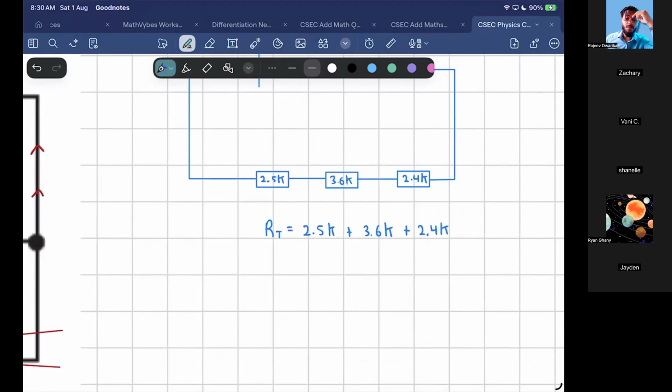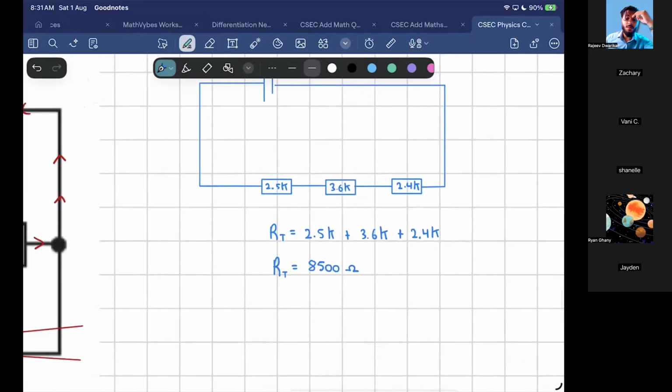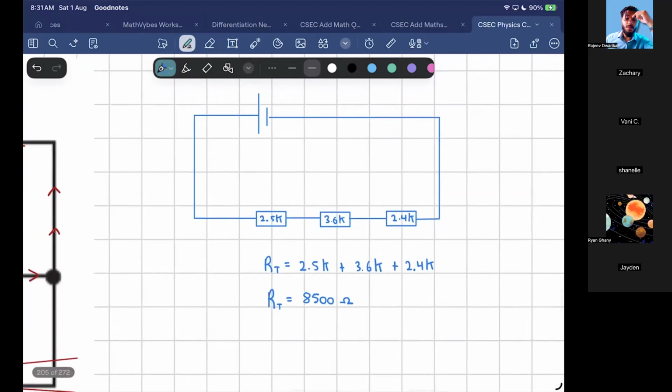Guys, do you all understand that k means you have to multiply by 1,000? Just add it up for me and multiply by 1,000. Let me know what you guys get. 8,500. Did you all get that? 8,500 ohms. Ryan, Jalen, Chanel, Vani, Zachary, let me know. Yes, sir.